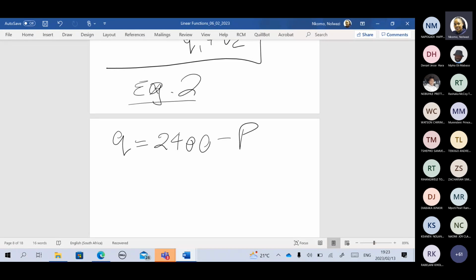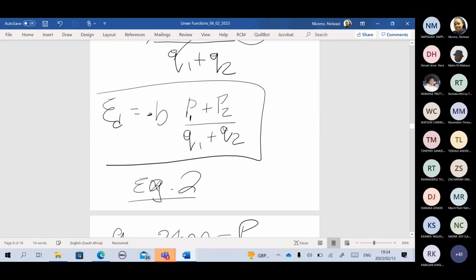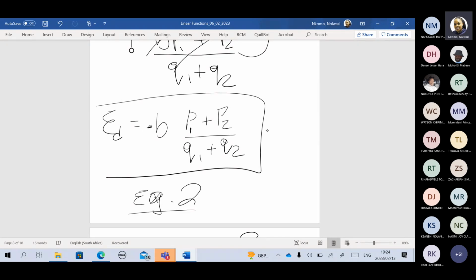Now, I want to know the price elasticity between these 2 points, on this interval. What would happen if the price moved from P equals 1,200 to P equals 2,200? Again, we are going to use this formula because we want to know the interval, which is the arc price elasticity.